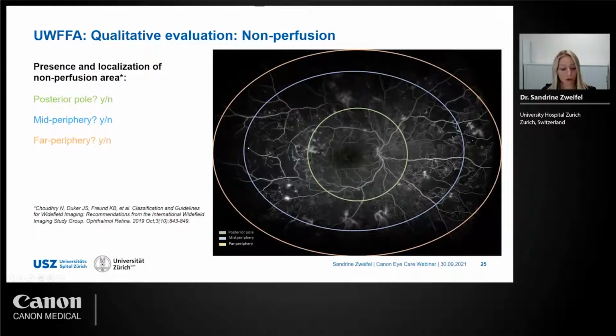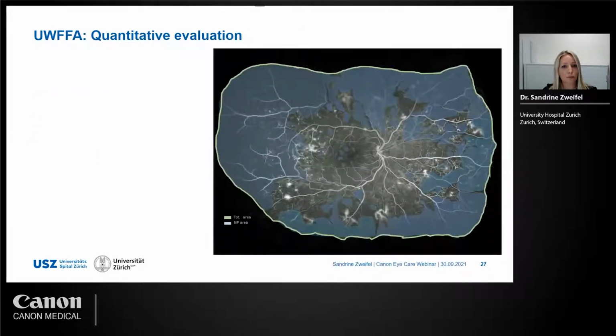We tried to use this classification doing a qualitative analysis of the presence and localization of non-perfusion area, as you can see here. So this is posterior pole, mid periphery, and the far periphery. And for example, in this case, you have non-perfusion area in all the subfields. And when you look at retinal neovascularization, you can also detect retinal neovascularization in all this area.